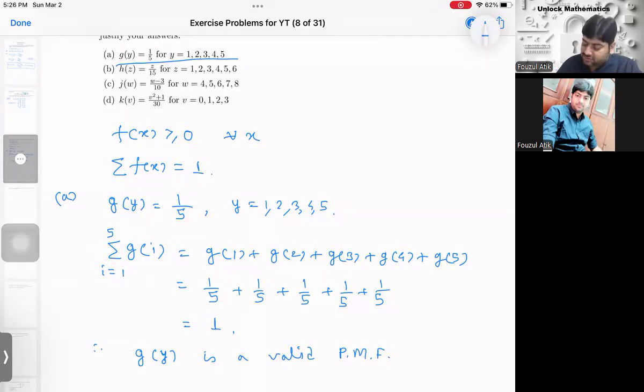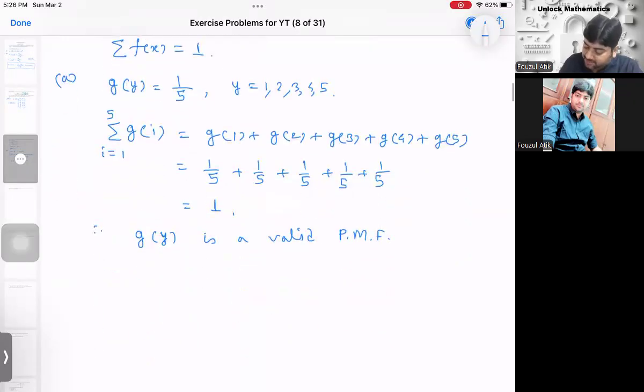The same way. So h(z) equal to z by 15, where z runs from 1 to 6. So number 2 is h(z) is equal to z by 15, where z is equal to 1, 2, 3 up to 6. Now let us put the values. h(1) is 1 by 15, h(2) is 2 by 15, like that. So the first condition, that h(z) must be greater than or equal to 0, is satisfied.